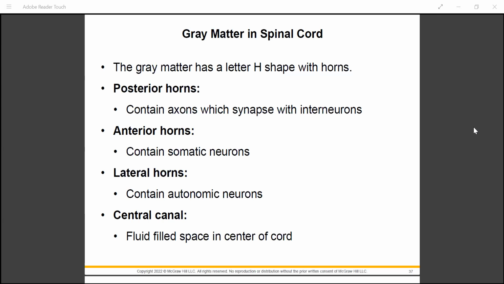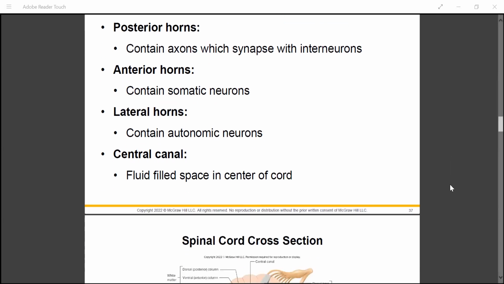Our anterior or ventral horn is going to contain our somatic neurons. And remember, somatic is going to be our motor system to the skeletal muscle. So our anterior horn is our motor somatic neurons. The lateral horns contain mostly our autonomic neurons. So remember, autonomic sounds like automatic. That's a lot of our unconscious functions. And then we have a central canal, which is where we're going to have our cerebrospinal fluid traveling in the center of our spinal cord.